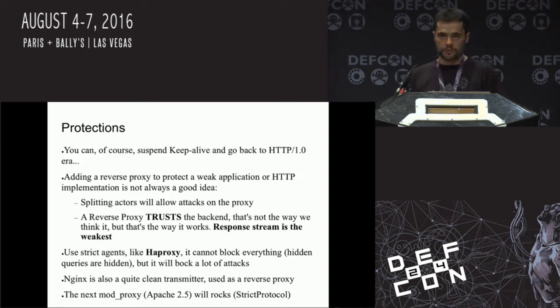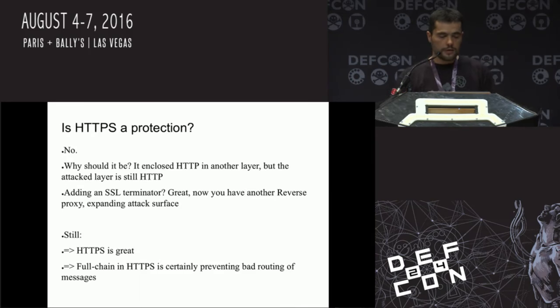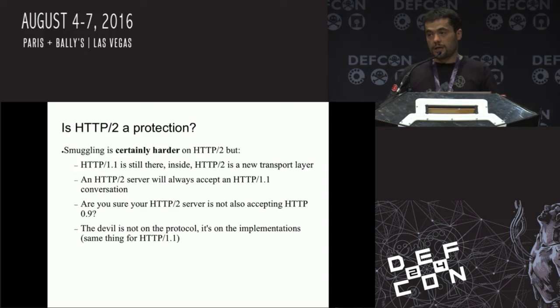Think about things like HAProxy, because it's a very good tool to remove everything which is strange. Nginx as a reverse proxy is also quite nice. The next Apache mod_proxy will have the strict protocol option, which is nice. Is HTTPS protection? No, it's just a layer, so it's not a full protection, because inside, after the SSL layer, you've got just HTTP 1.1. And maybe when you add an SSL terminator, you just added another HTTP server. But HTTPS is great, of course. Is HTTP 2 protection? Yes, of course, it's better against smuggling, but you can always ask for HTTP 1.1 from an HTTP 2 server. It's just another transport layer.